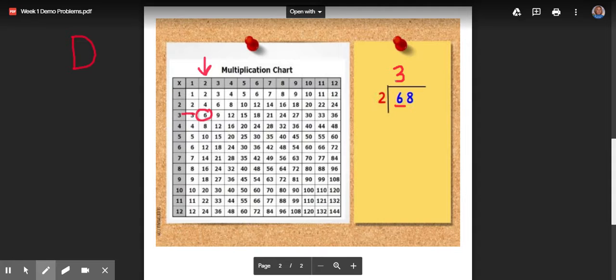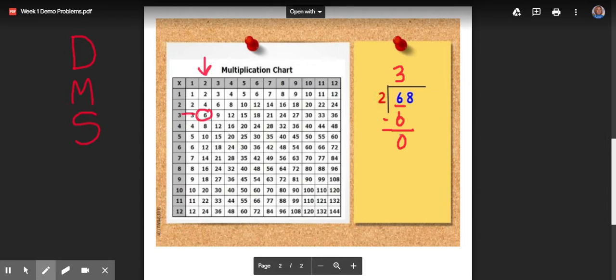Then I'm going to multiply after I divide to see how much of the number I'm dividing gets used. So for example, 2 divides into 6 3 times. 3 times 2 is exactly 6. So I'm going to write that down directly under the 6. Subtract is my next step. 6 minus 6 is 0. I have nothing left over.